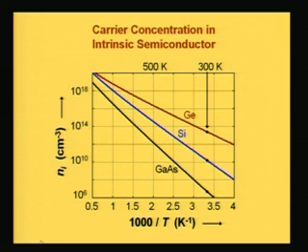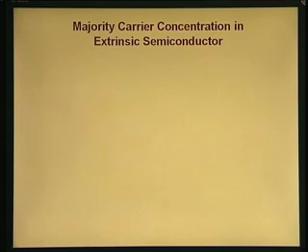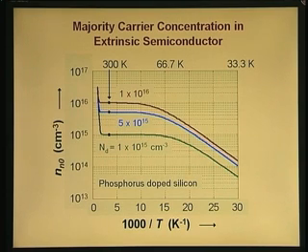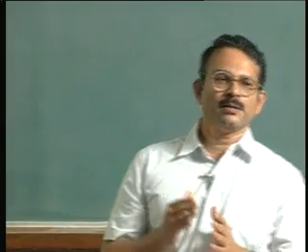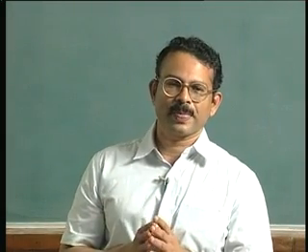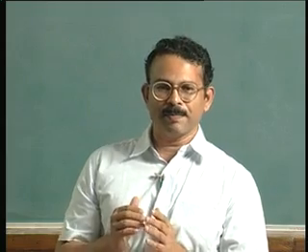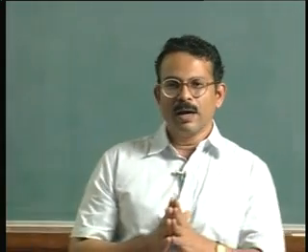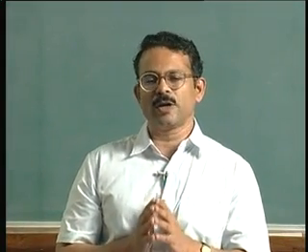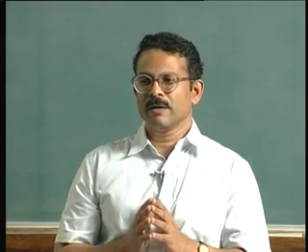Next, what we will do is we will do a similar exercise for extrinsic semiconductors or doped semiconductors. In doped semiconductors you have two types of concentration to be considered, majority and minority, because the concentration of electrons and holes is not the same. In a pure semiconductor, the electron concentration is same as the hole concentration. So the symbol Ni in the previous slide represents electrons as well as holes, whereas in an extrinsic or doped semiconductor, the electron and hole concentration in general is not the same.